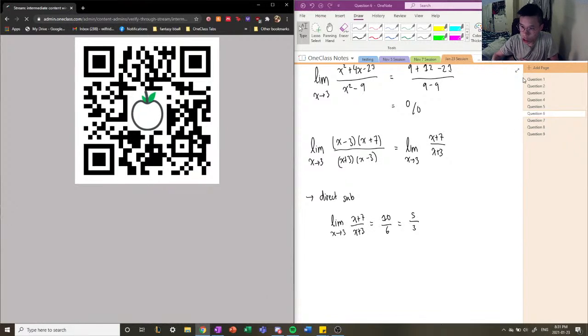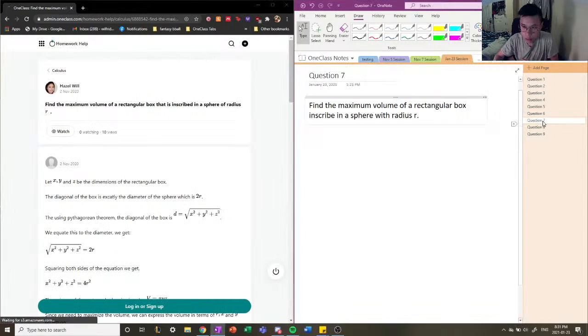Okay, moving on to the next question. All right. So the next question asks us to find the maximum volume of a rectangular box inscribed in a sphere with radius r.